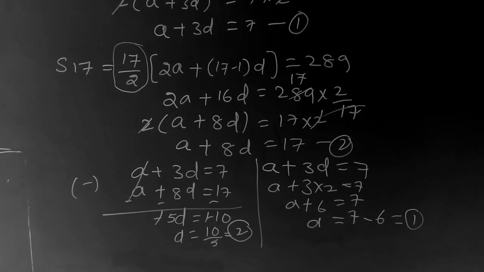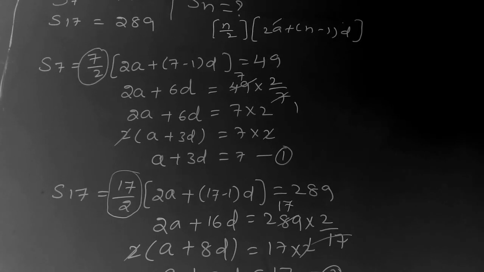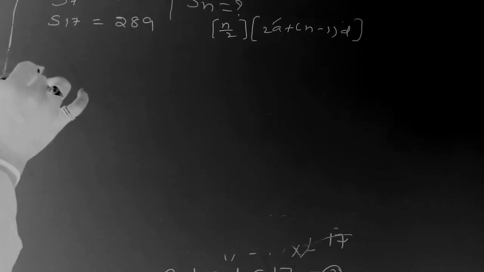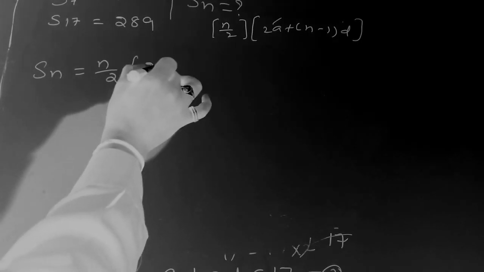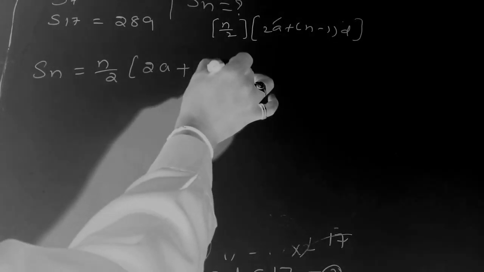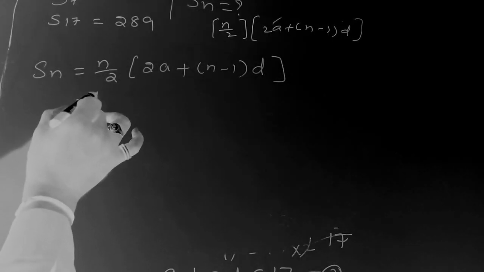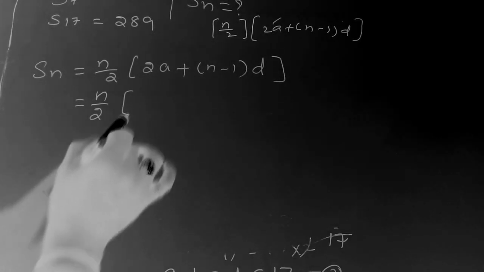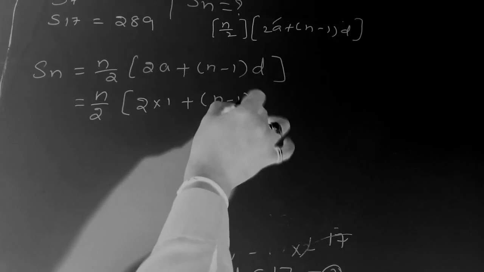We have to find Sn. So very simple, we have to find Sn. We got the a value as 1, d value as 2. So Sn is nothing but n by 2 into 2a plus n minus 1 into d. This is the formula to calculate Sn. We know the values of a and d, so we are going to substitute here: 2 times a value 1, n minus 1, d value 2.